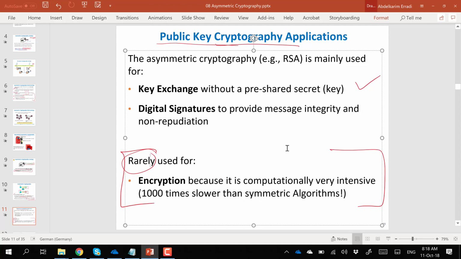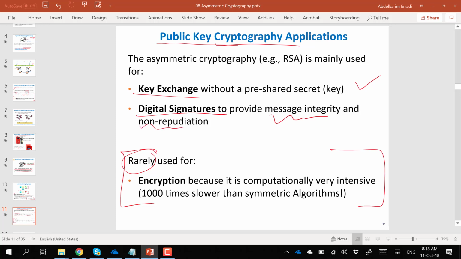And also we use it for digital signatures. These are the two use cases we use asymmetric cryptography for. I will explain key exchange shortly, and digital signatures I will also explain, although we will go deeper into it later. Okay, so what do we use digital signatures for? To provide two things: message integrity, to ensure the message did not change along the way, and also non-repudiation. The sender cannot say, no, I didn't send this message. They cannot deny.